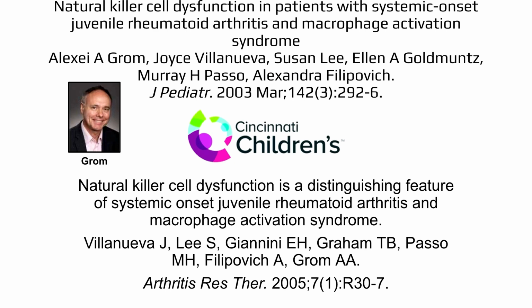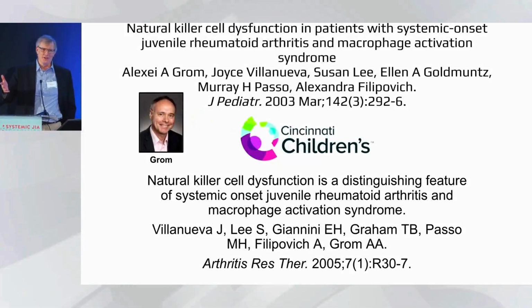The HLH genes, or the hemophagocytic lymphohistiocytosis genes, are the genes that give you the familial form of MAS or HLH. That's a genetic cause where there are defects in the ability of natural killer cells and cytotoxic CD8 T cells to kill their target cells.